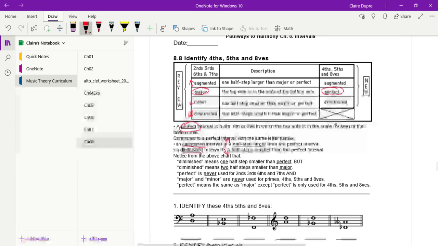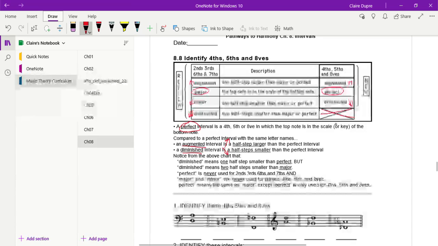But augmented and diminished do the same thing. Augmented is going to be a half step higher or bigger. Diminished is going to be a half step smaller. And then there's nothing down here. There's nothing that's going to be 2 half steps smaller. So it's like you're combining the major and minor into perfect. Okay.